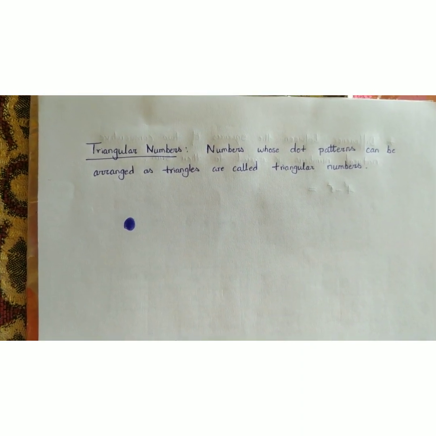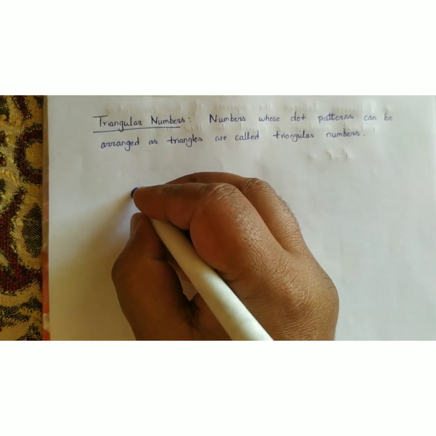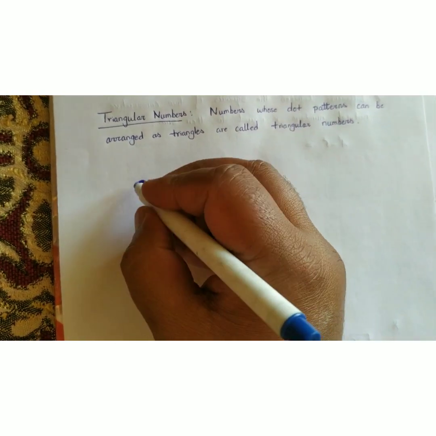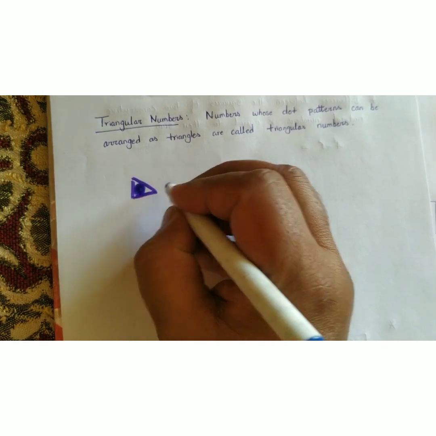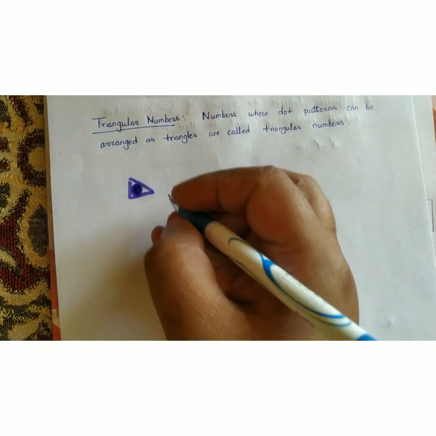First triangular number is, suppose we have a dot. So first triangular number is 1. We have one dot here, therefore first triangular number is 1.